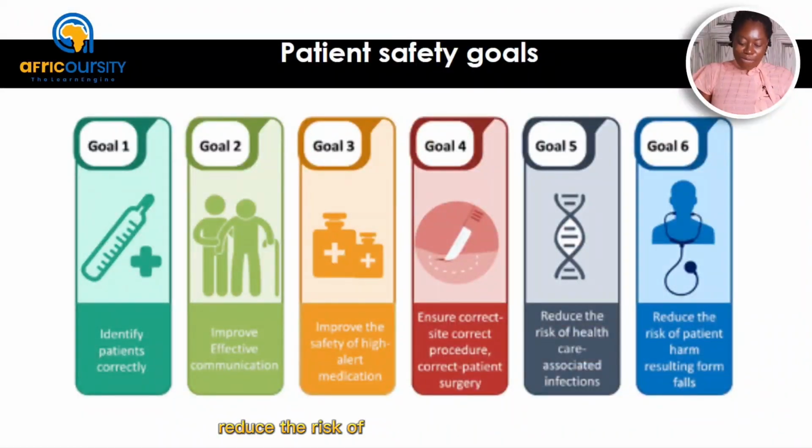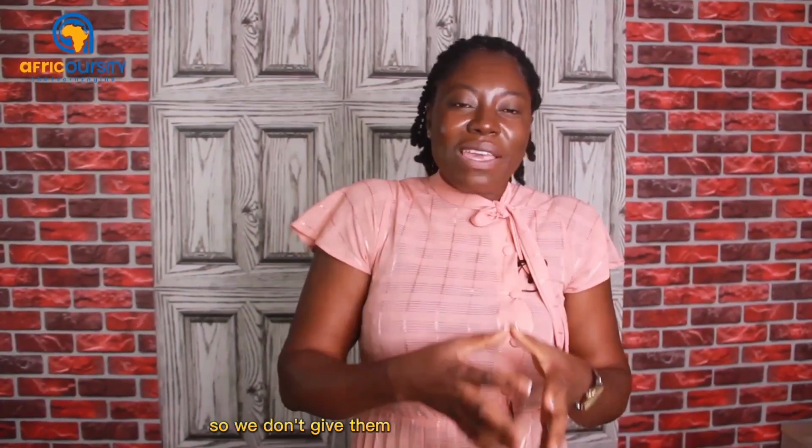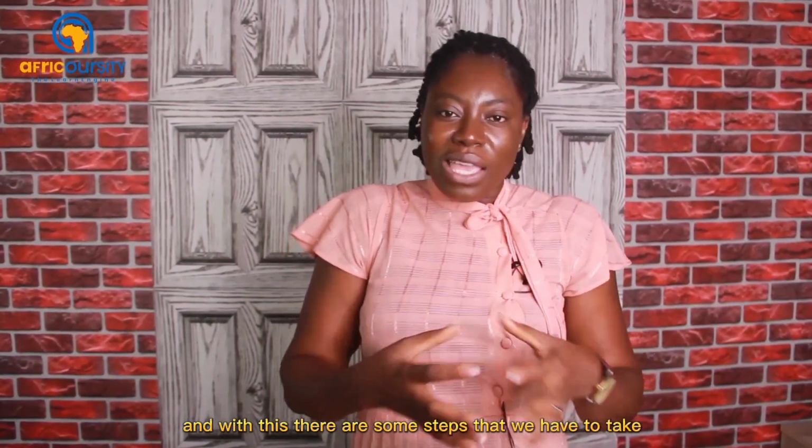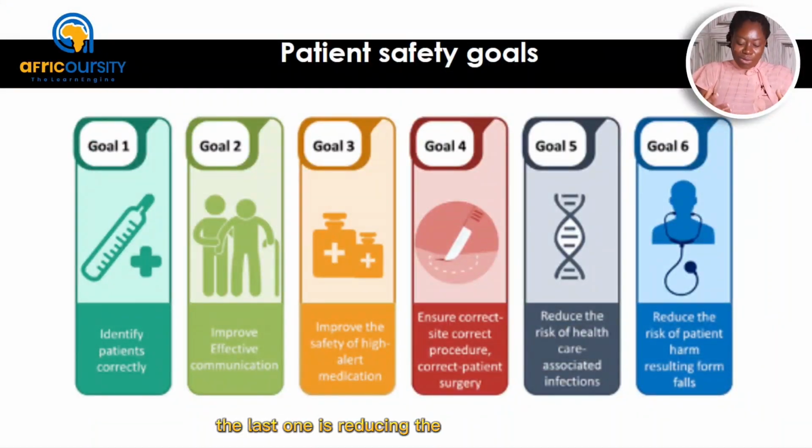Reduce the risk of healthcare associated infection is the next, the fifth goal. Healthcare associated infections are prevented in the hospital. There are infections that you get when you come on admission at the hospital. So we have to make sure that patients come into the hospital and feel better than when they came, so we don't give them hospital-acquired infection. And with this, there are some steps that we have to take in order for us to be able to achieve that.